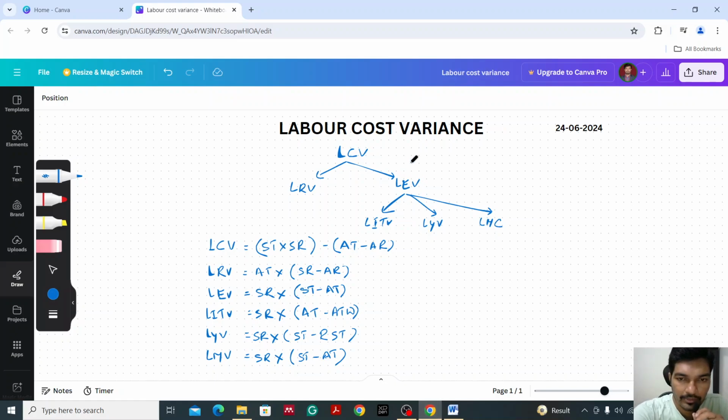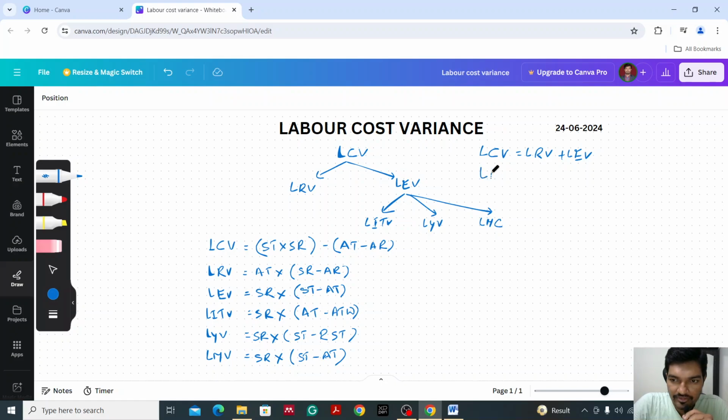Here, labor cost variance is classified into two categories: labor rate variance (LRV) and labor efficiency variance. And we can also simultaneously prove that labor cost variance is equal to labor rate variance plus labor efficiency variance.